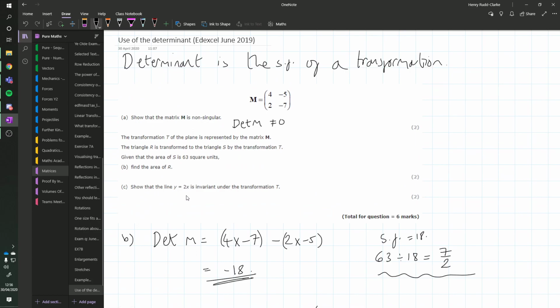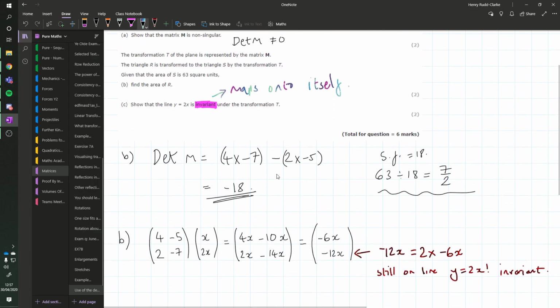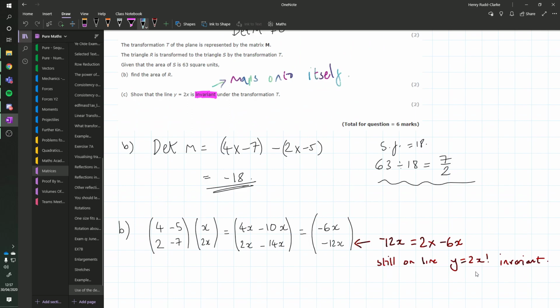Show that the line y equals 2x is invariant under the transformation T. Invariant just means that essentially it maps onto itself. So if I take any point on the line y equals 2x, it should transform onto the line y equals 2x. You might want to stop and have a quick think about how you could show this yourselves, and then I'll show you my solution. You might want to pause the video here and have a go at it. I'm going to go straight onto here where I've got the solution written out.